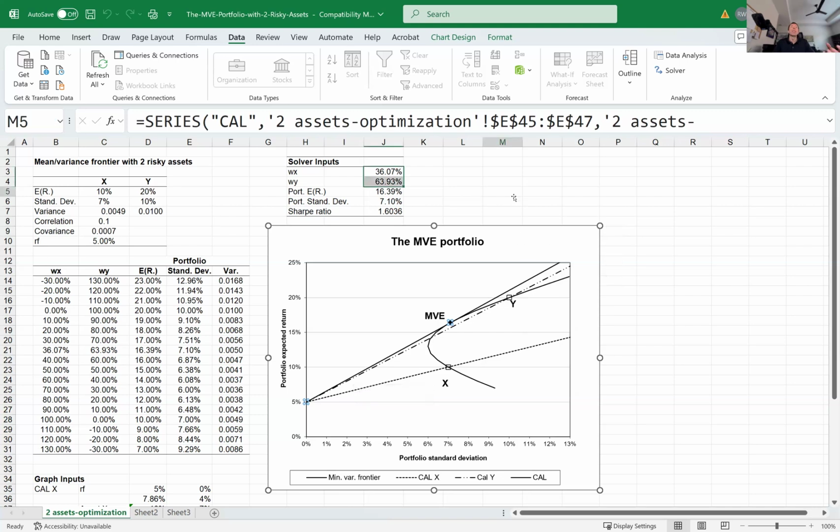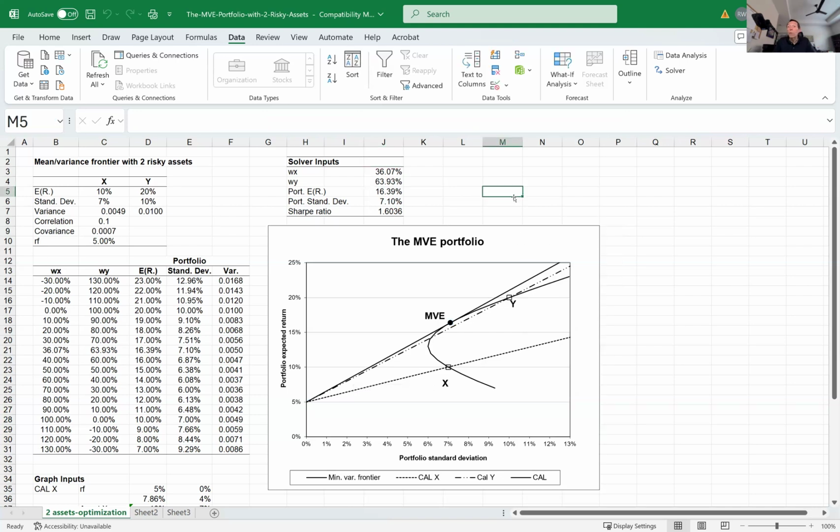So the main thing I wanted you to get out of this is, how do we find the MVE? We find it by using Solver to maximize our Sharpe ratio. Change some of these numbers around, get some practice with it so that you will be able to do that as well when you don't have these exact same values given to you.